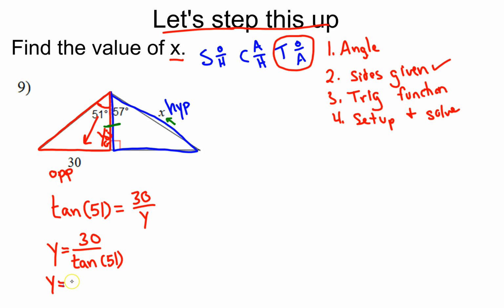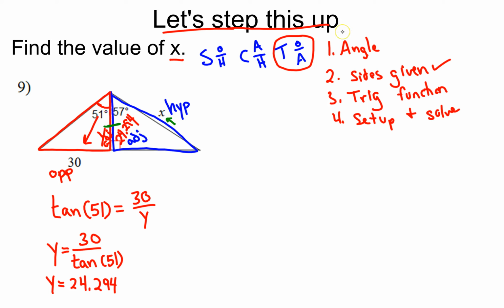So y is equal to 24.294. Now, that's my y value. But what we want to find is this x value up here. So now I know this side is 24.294. And if I look in the blue triangle, I now have the hypotenuse, but I also have this 24, which is adjacent to that 57.